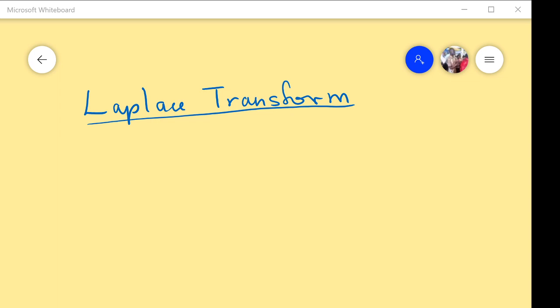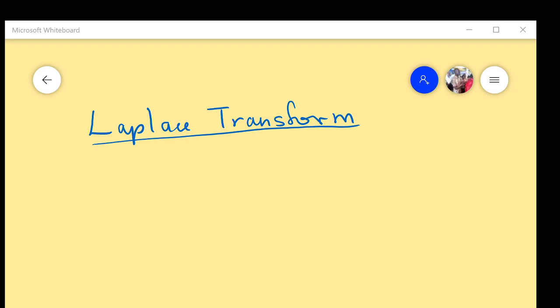In our last lecture on Laplace transform, I did mention that the Laplace transform takes a function of time, f of t, and transforms it to a function of a complex variable, f of s. So we looked at the definition.